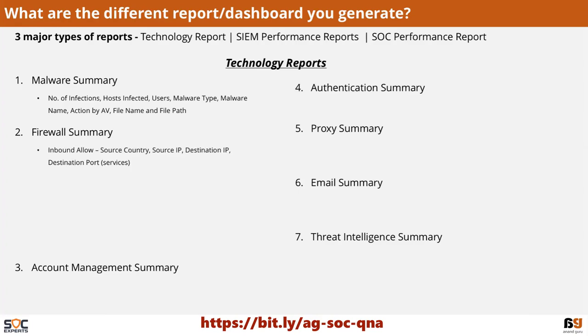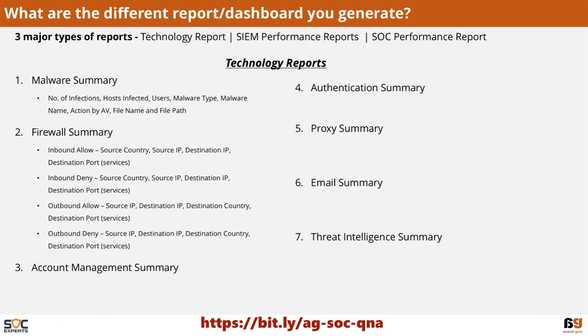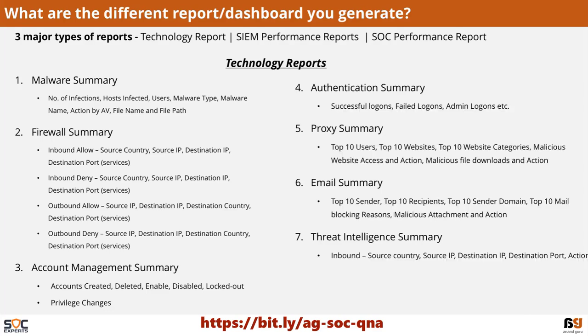In firewall summary, we have inbound and outbound traffic, and also we have allowed and denied traffic. So we have 4 different types of traffic generated in firewall summary, like inbound allowed, inbound denied, outbound allowed, outbound denied. In account management, we highlight things like account created, deleted, enabled, disabled, lockout, privilege changes, and password resets. Similarly, we highlight each of these things in each of the technology reports. Please take a look at it.